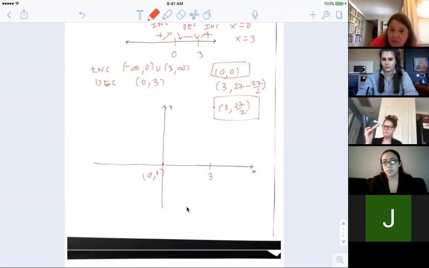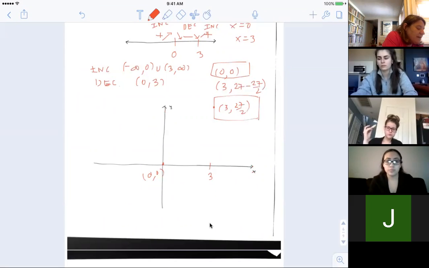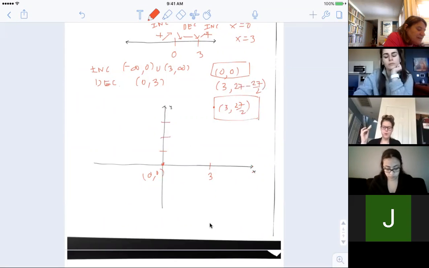Well, I should know better than that. That's positive. Positive is going to be in the first quadrant, not the fourth quadrant. So I have no idea what I was thinking yesterday. But anyway, it goes through 0, 0. So I've got that point. 27 halves is about 13 and a half. You can make a scale here if you want to. Suppose it's in 5s, and that's 5, 10, 15. That would be about right there. Okay, there we go. That's that point 3, 27 halves.